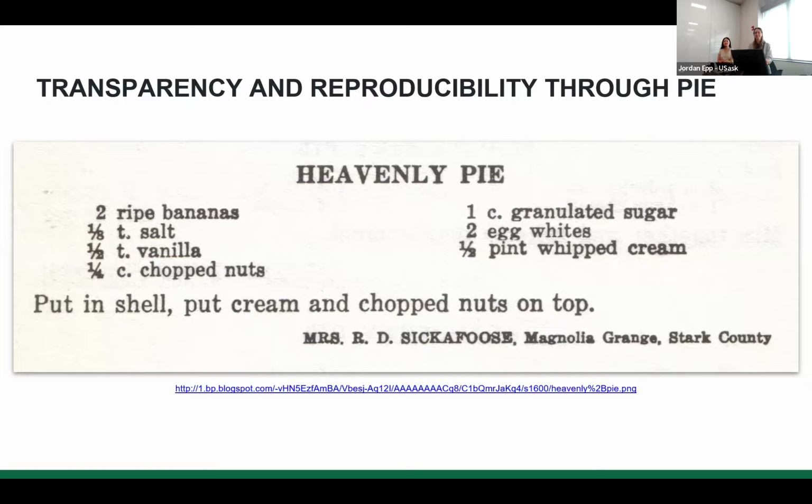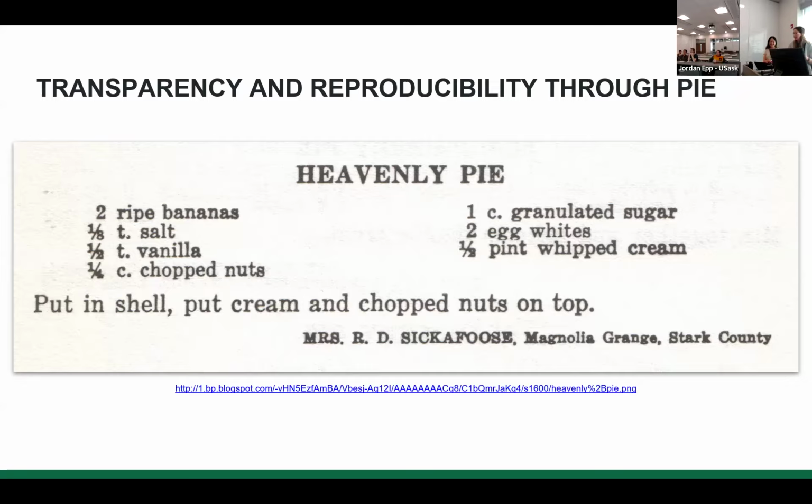Two ripe bananas. How ripe is ripe? Great question. What about granulated sugar? How granulated do you want the granulated sugar? Totally. Put what in shell? Yeah, put in shell. Or do you put the egg, the eggshell, into the pot? Makes sense. My first question is what shell? Where did it come from?